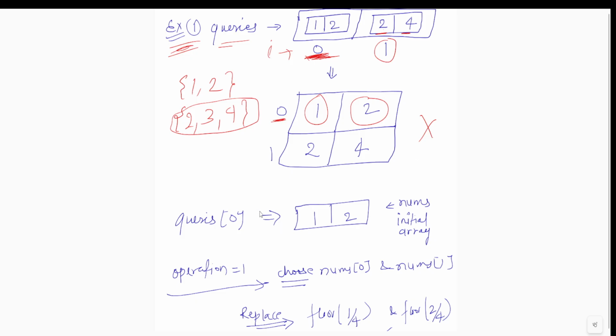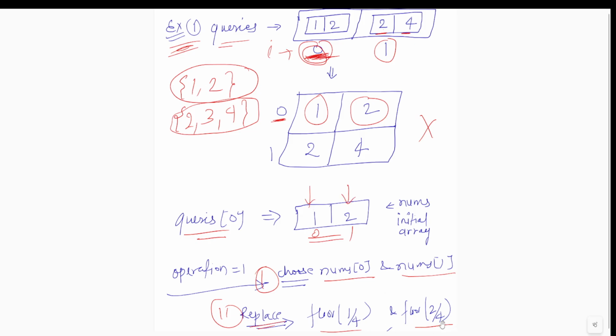Now let's talk about index 0. At query 0 we know there are two elements, 1 and 2, correct? So the array elements 1 2 are our initial array. Now what we will do is choose two values, let's suppose 0 and 1. So we take nums at 0 and nums at 1 and do the replacement. This is the very first rule. And the second rule is that we have to replace with the float values. Their float values are 1 by 4 and 2 by 4, right? So at 0 we have this, and at 1 we have 2. So we'll take their float values.